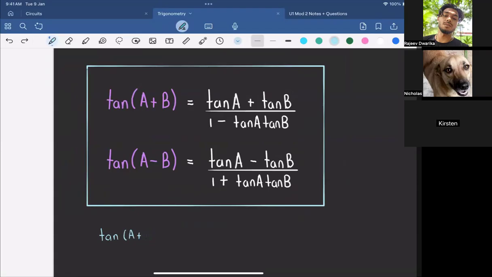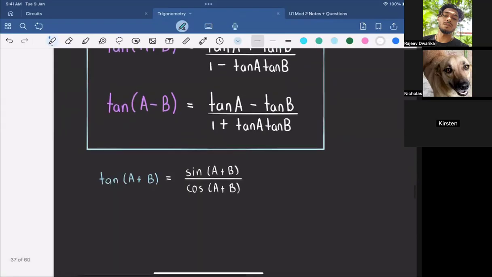If tan 2 theta was equal to sine 2 theta over cos 2 theta, if tan theta is sine theta over cos theta, see if we could figure out something. I think tan A plus B will be equal to sine A plus B over cos A plus B, right? Yep, that's it.